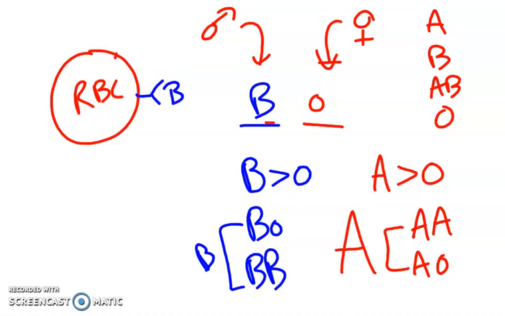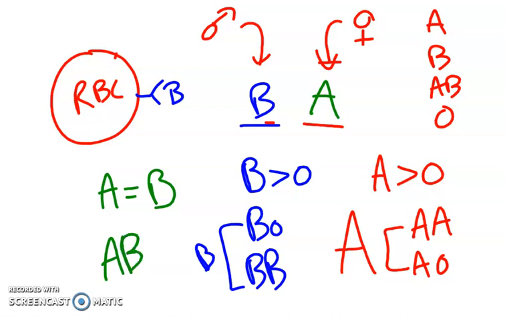So now let's do the craziest one of them all. What if Mom gives you an A and Dad gives you a B? Ooh, that's kind of tricky. Well, guess what? A and B are what we call co-dominant. They're co-captains. So if you get an A and a B, then you are type AB. If you look at the red blood cell, not only do you have the B receptor, but you also have the A receptor. So you actually have both of them.